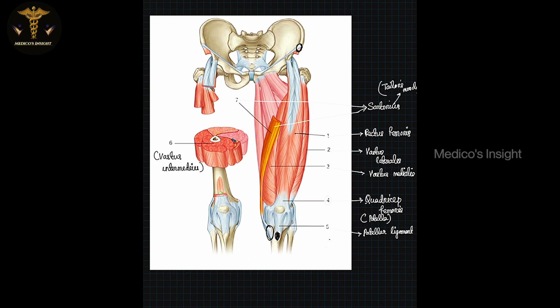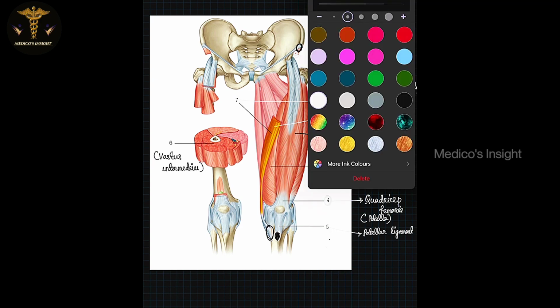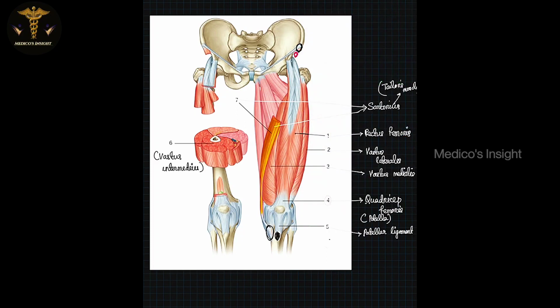Okay, so next one is rectus femoris. That has two heads, one is the straight head and the other the reflected head. The straight head arises from the anterior inferior iliac spine, that is here.